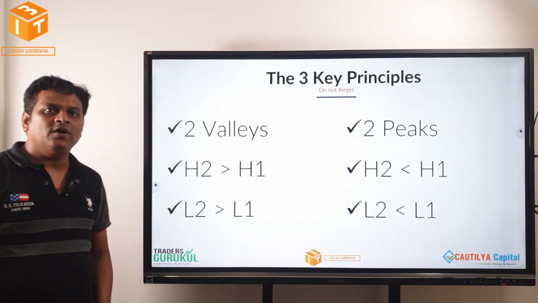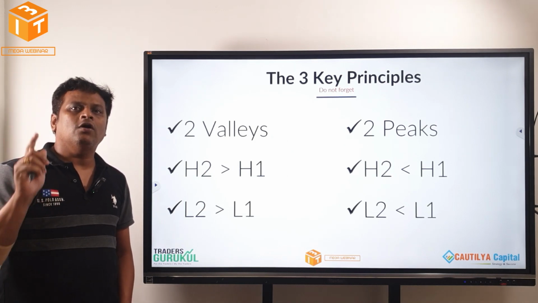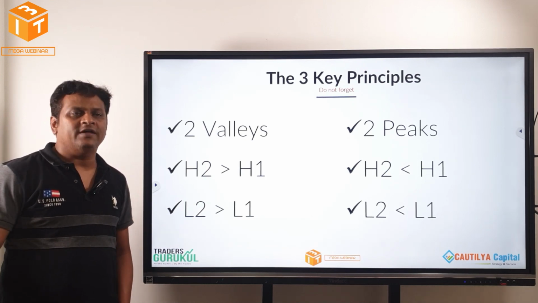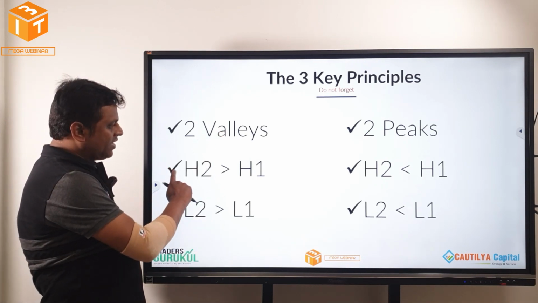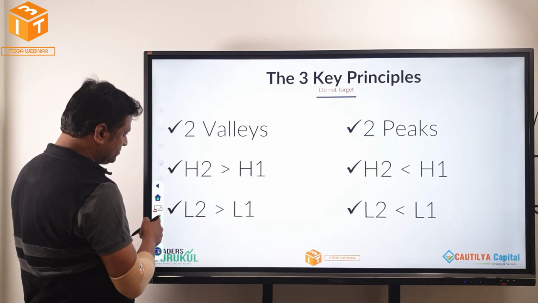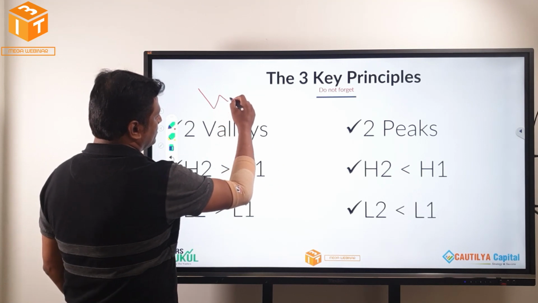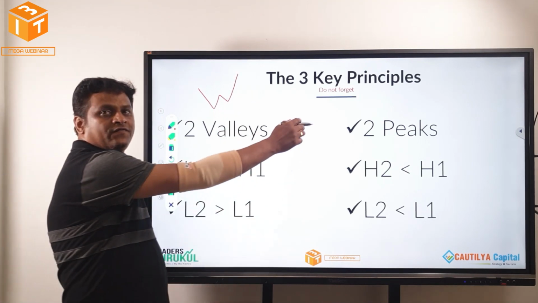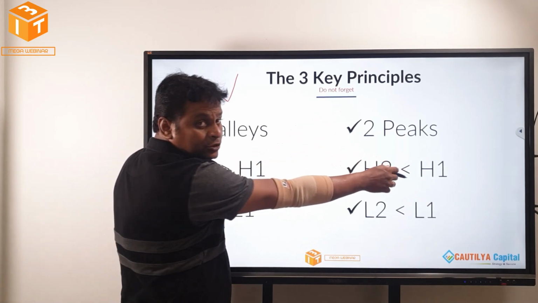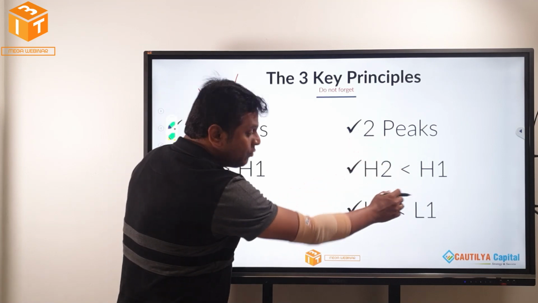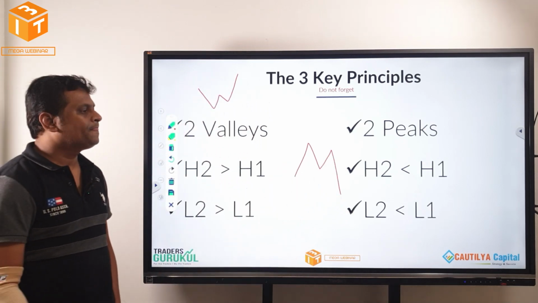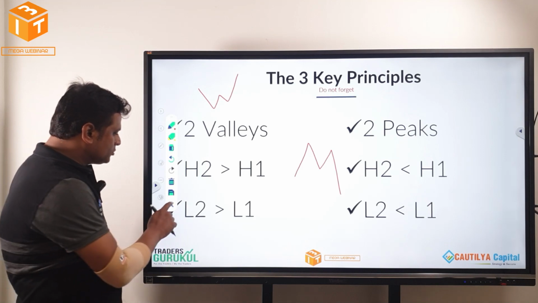In the previous videos, you have studied the 3 simple rules to draw an uptrend line and then 3 rules to draw a downtrend line. What are they? You need 2 values. H2 should be greater than H1, L2 should be greater than L1. Ideally, something like this. In case of a downtrend line, you need 2 peaks. H2 should be lesser than H1, L2 should be lesser than L1. So what does it mean? Is that correct? Simple? That's what we studied.